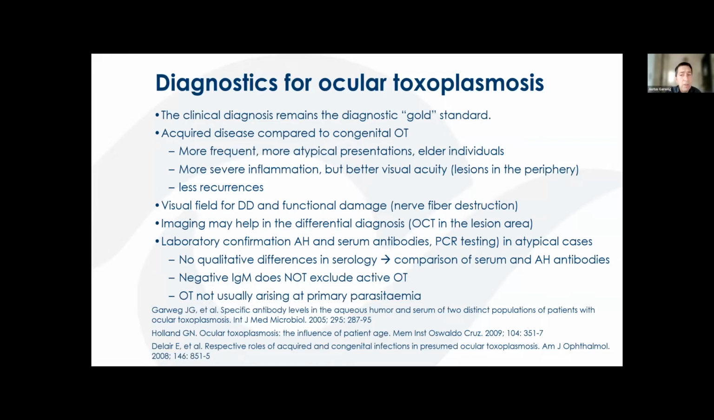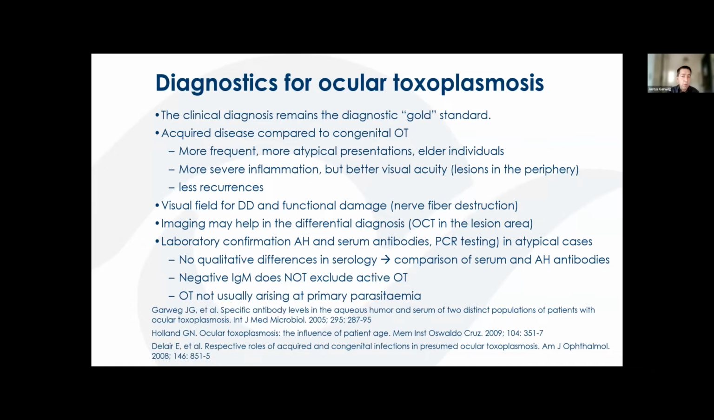Imaging, namely OCT, may help in the differential diagnosis, proving that the disease started in the retina and not in the choroid. Laboratory confirmation of aqueous humor and serum antibodies and PCR testing in atypical cases is clearly justified and has a sensitivity, if combined, of 80% and a specificity of 98%. There is no qualitative difference in serology.